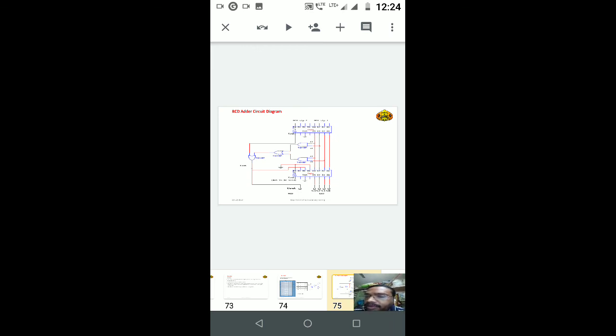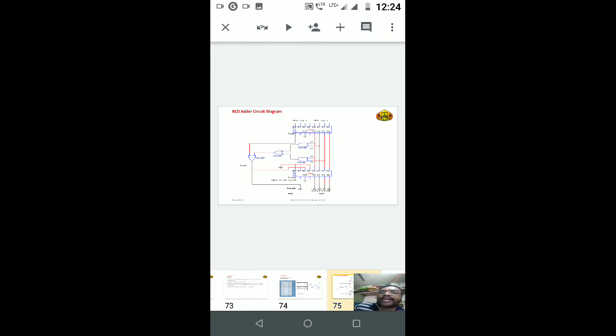which are B1, B2, B3, B4. Here you perform this addition, and then finally you get the result S1, S2, S3, S4, but instead of S1 you write S0, so the result starts from S0 to S3. This is very simple logic. In this BCD adder circuit diagram you observe that two ICs are present. What is the name of this IC? 7483. What is the use of this IC?